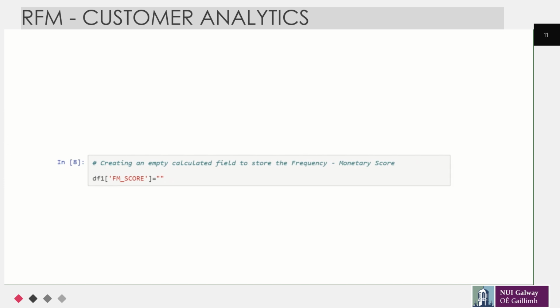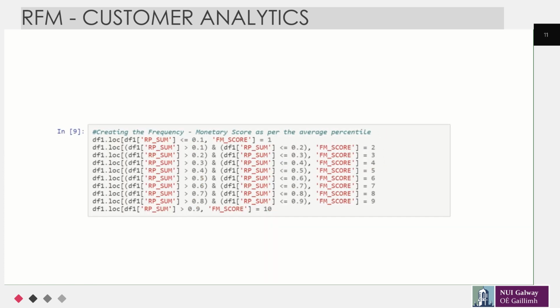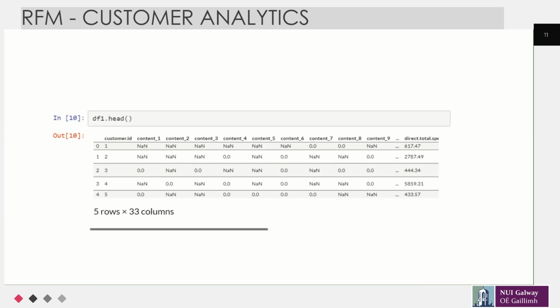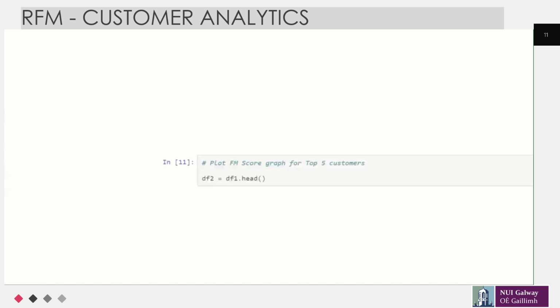Now, we will create FM scores based on the range of percentile of each record. The range is as follows. From 0 to 0.1, the FM score will be 1. From 0.1 to 0.2, the FM score will be 2. From 0.2 to 0.3, the FM score will be 3, and so on till 10. Plotting the FM score for the first 5 customers.